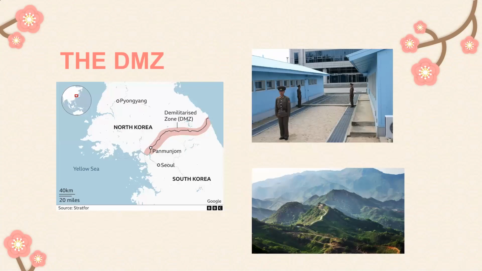As part of the Korean Armistice Agreement, there was created a buffer zone known as the Demilitarized Zone, the DMZ, which separates North and South Korea. Despite the name, the DMZ is a heavily fortified area that stretches across the 38th parallel and serves as a symbolic and physical reminder of the ongoing division.